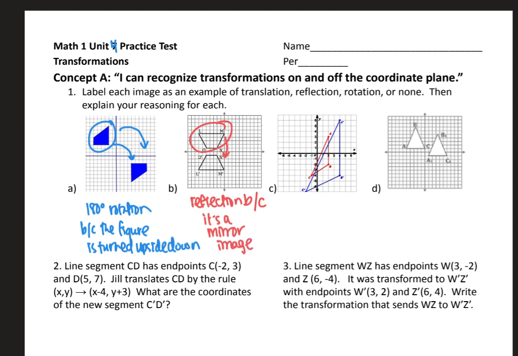If we look at C, so if we look at this type of transformation, it looks like the shape got bigger. Well, remember the types of transformations we talked about, it's the same size and the same shape. So this is not going to be a translation, reflection, or rotation. So this is going to be none. And I'm going to say because the figure, or the triangle, got bigger.